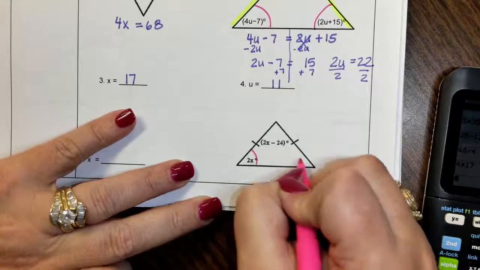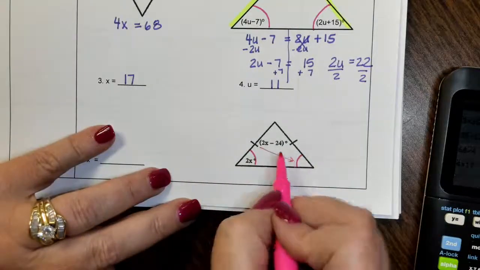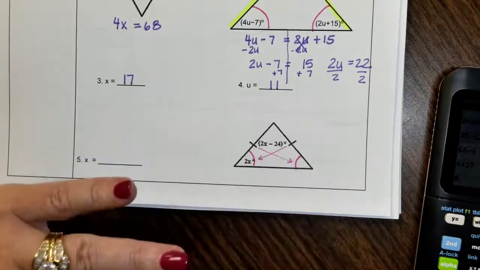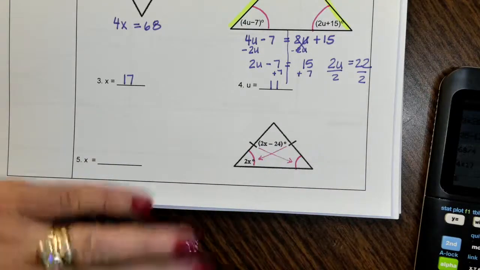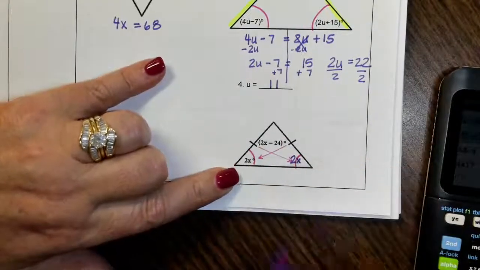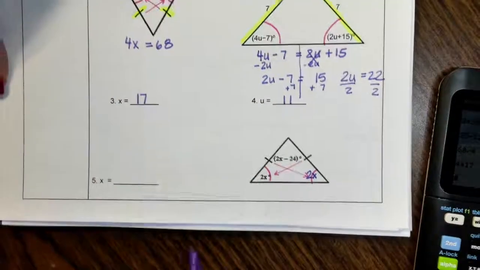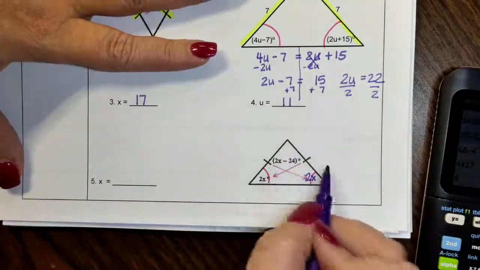So let's find the other base angle. Those two are the base angles. They are the angles that are across from the sides that are congruent. Now here's why that's important. Because if this angle is 2x, this angle is also 2x. Now I have enough information to set up my problem. So now I have three angles of the triangle.